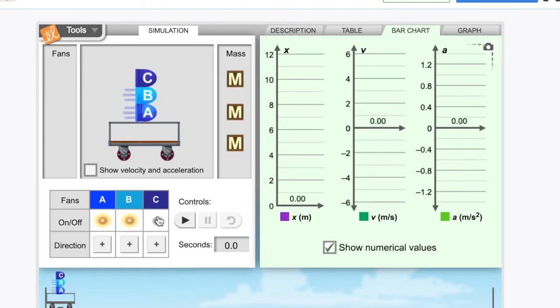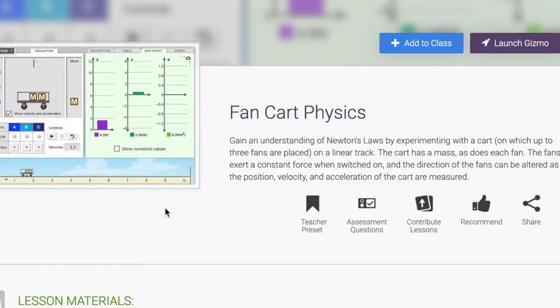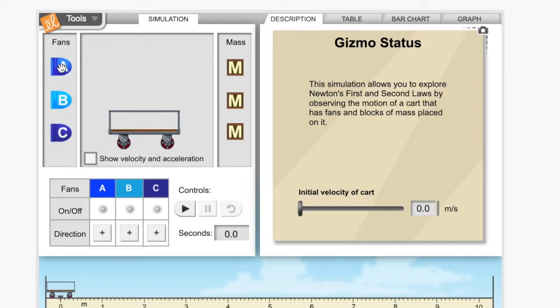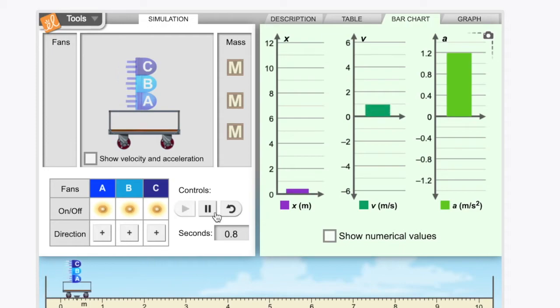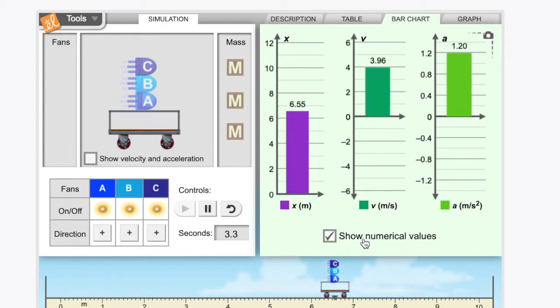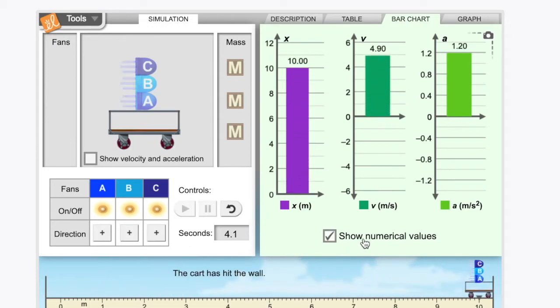And then for the next one, all 3 fans are on, and I accidentally went backwards. I think we were up to this. So all 3 fans, now all 3 fans turned on. Looking at the bar chart. And again, you can see the value of the acceleration. Now we're going to put 2 mass units on there.